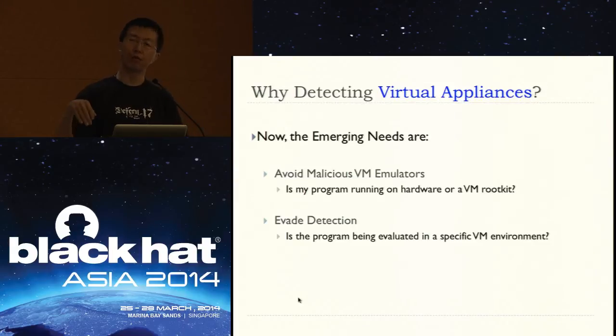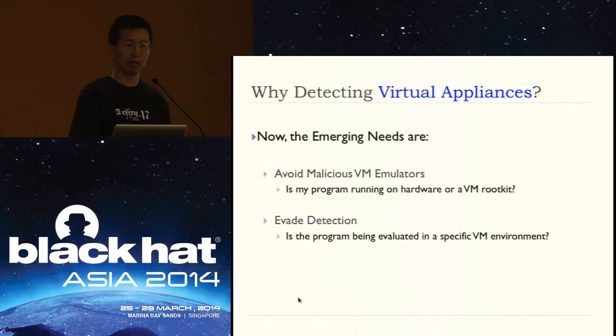But if you also look from the attacker's point of view, there's also a huge demand for them to try to evade the detection, because a device like FireEye, for example, every time they see a PE file or Windows executable on the wire, they might want to run it in a VM.